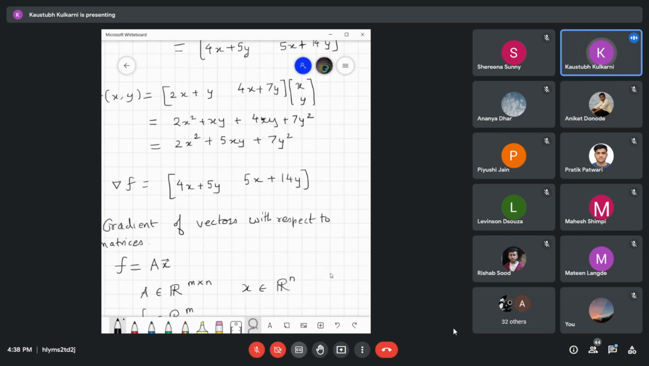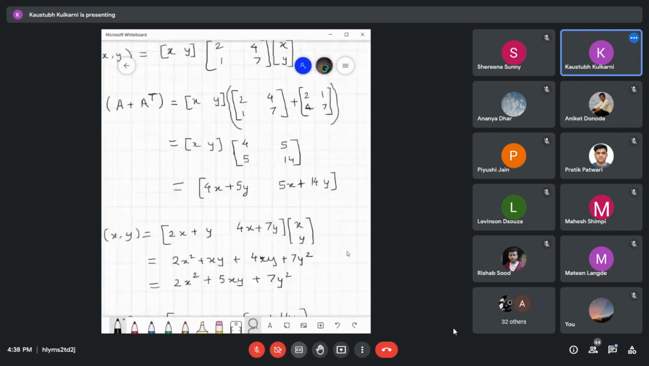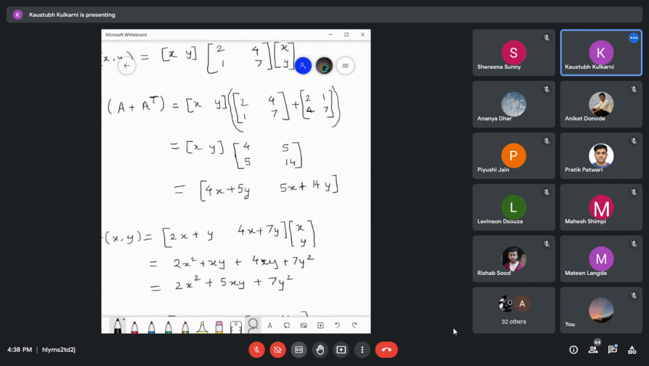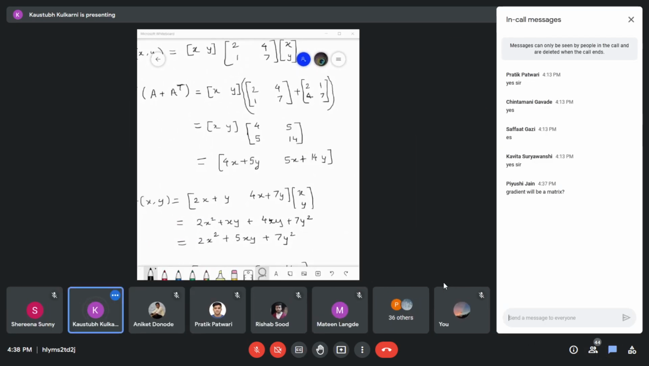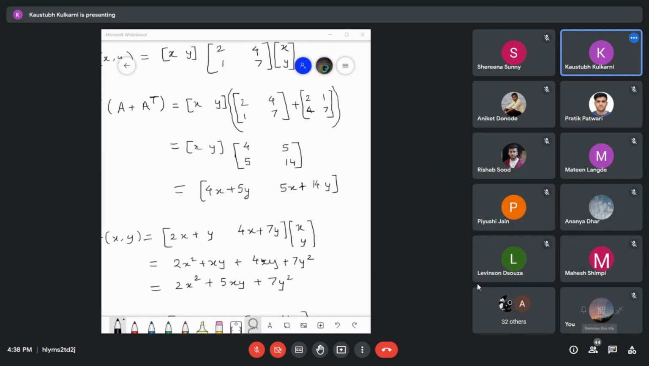Let's try for the same example as above. Someone has asked something in the chat. I heard: gradient will be a matrix. Actually, I think I have to introduce the concept of tensors over here.